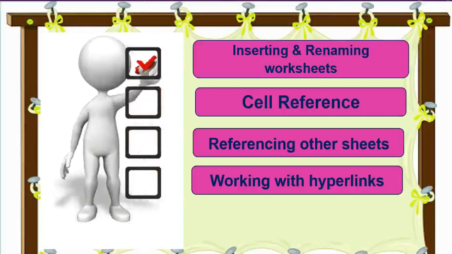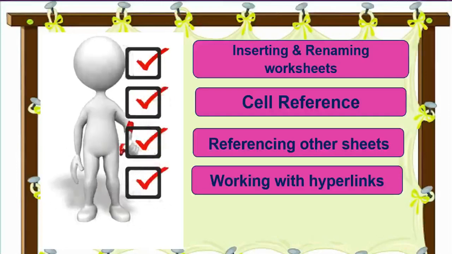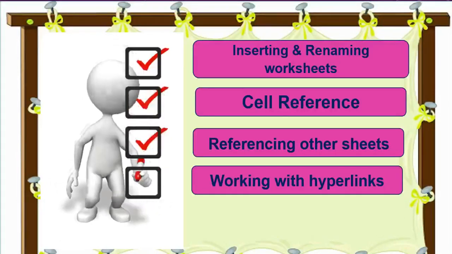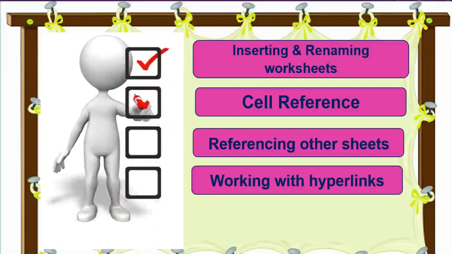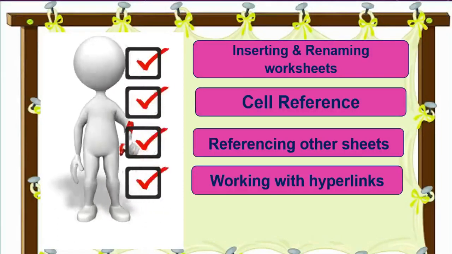The last topic is about working with hyperlinks. How to create hyperlinks in a worksheet? Go to the Insert tab in the menu bar and choose the option Hyperlink to make your cell a hyperlink. Otherwise, the keyboard shortcut for making a hyperlink is Ctrl plus K. So this is what we have learned in our previous session.